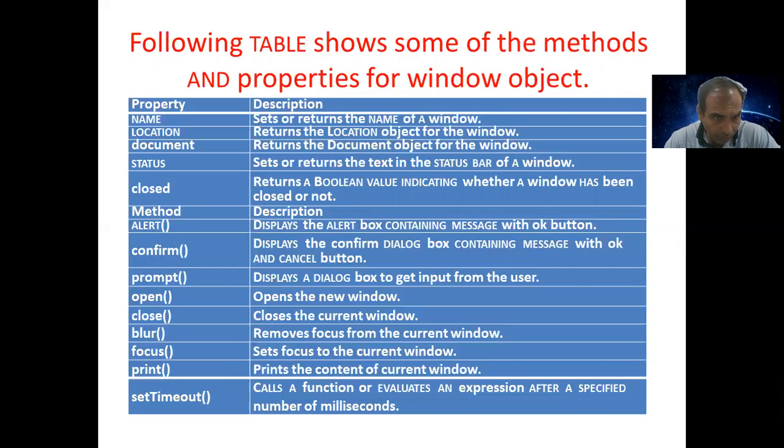Alert displays the alert box containing a message with an OK button. It shows the OK button. Window.alert. Confirm box displays the confirm dialog. Prompt box shows you OK and Cancel buttons with one particular value we can input with the text box. Open, if you want to open a particular window, you can give the location in the open method. Close the current window. Blur removes the focus from the current window. Focus, you can set the window, you can open any other windows. Print the content of that window.